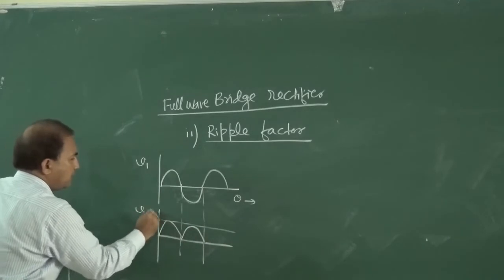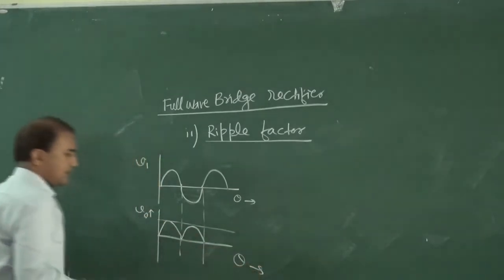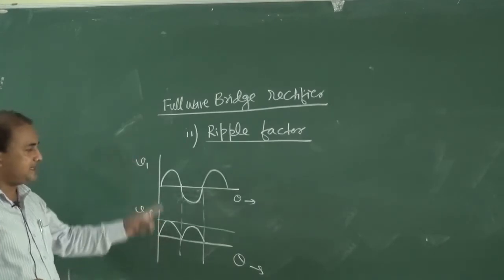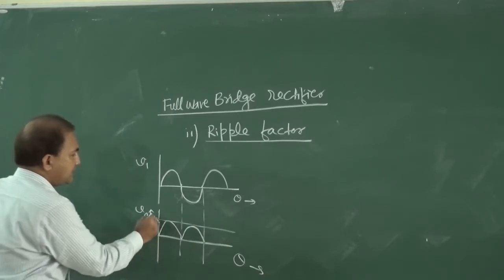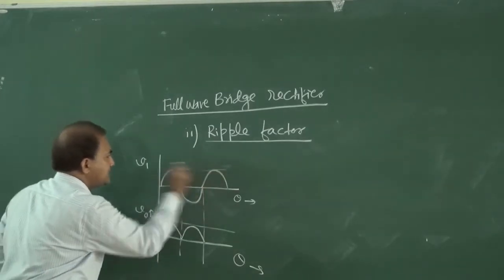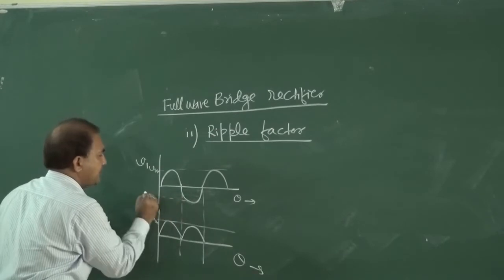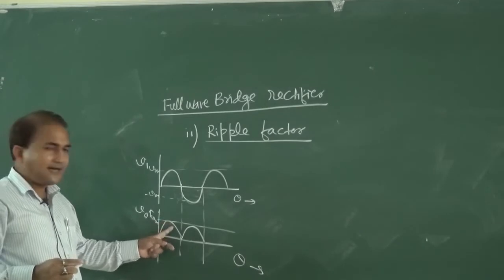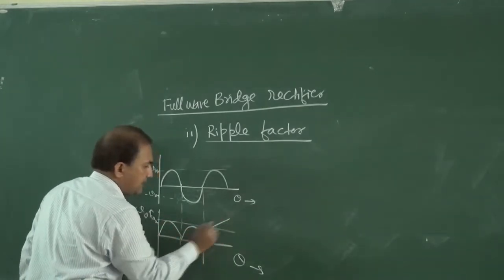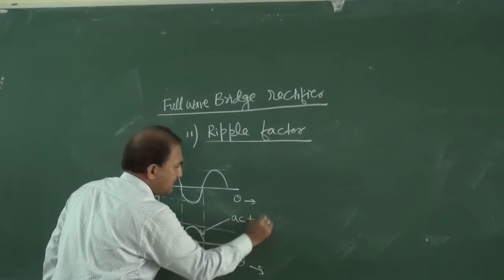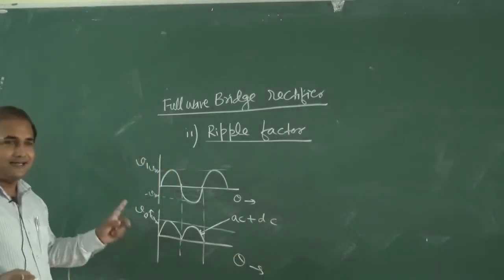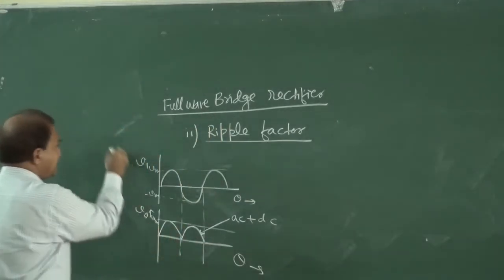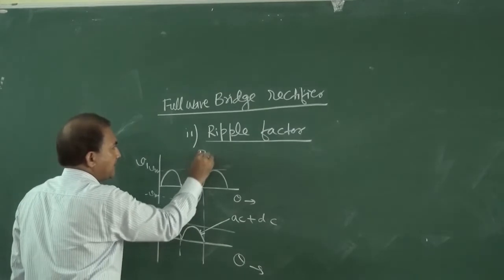This is V output versus theta. Now, this is the full wave bridge rectifier output versus theta, and this is Vm, and here it is minus Vm. Now, the rectified output contains both AC as well as DC component, which means this is pulsating DC. The output of a full wave bridge rectifier is pulsating DC.